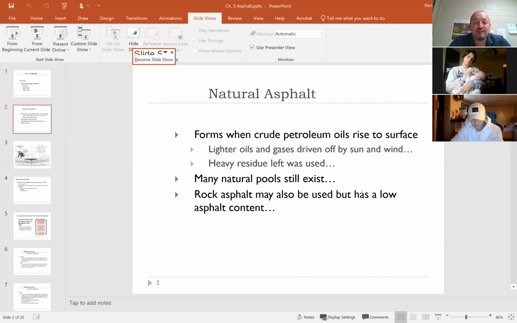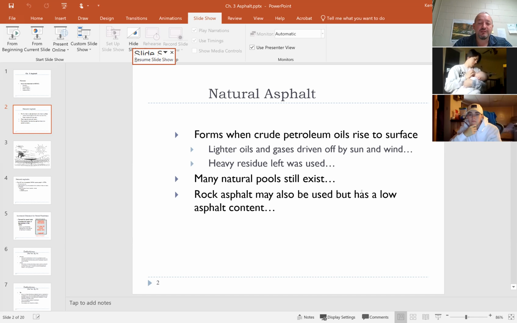So once again, crude petroleum. One thing we'll separate here in just a little bit is the difference between a tar and an asphalt, because they're actually different. When petroleum rises to the surface, the sun and the wind drive off the lighter distillates, and then the heavy residue that's left is the asphalt. We'll get back to that as well. I think I've got a slide that shows all the different things that we get from crude oil.